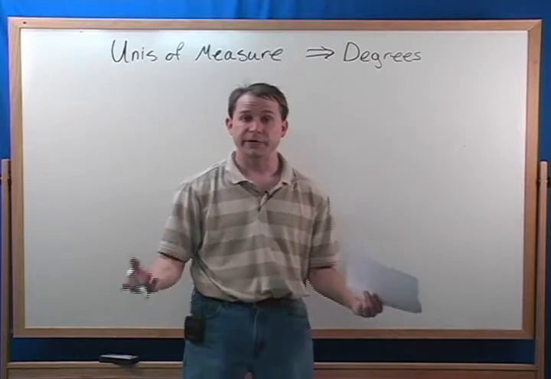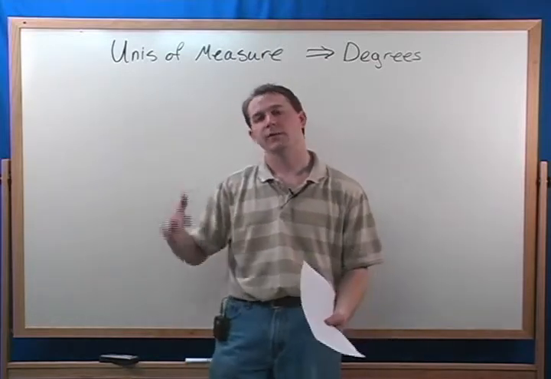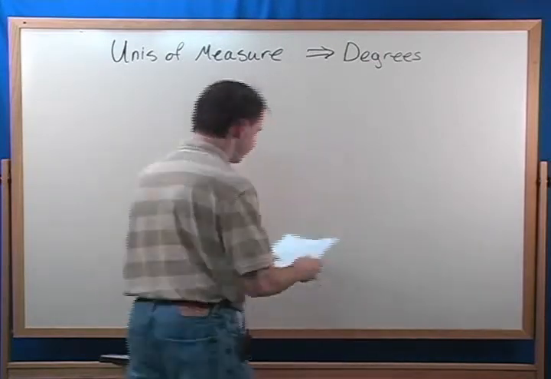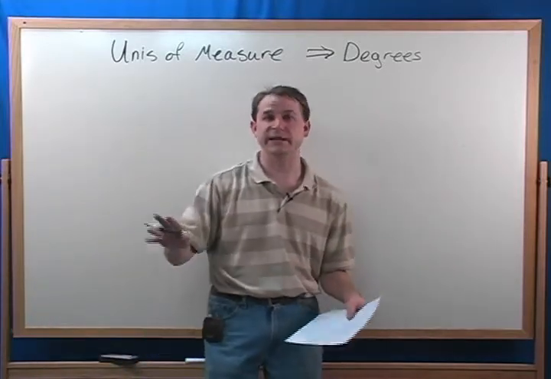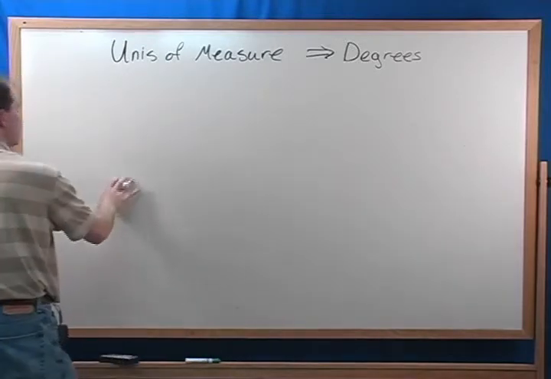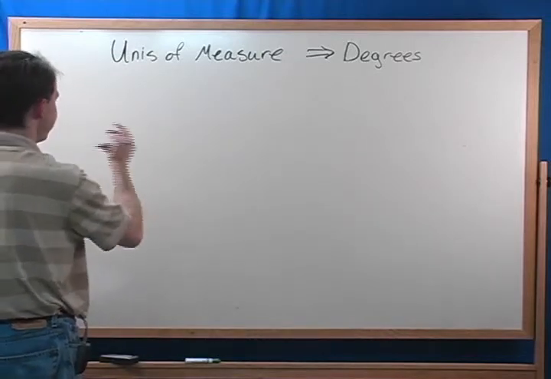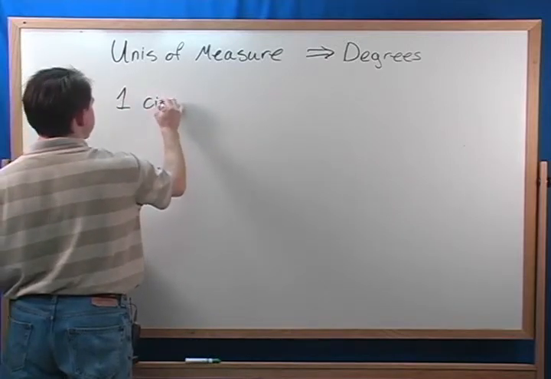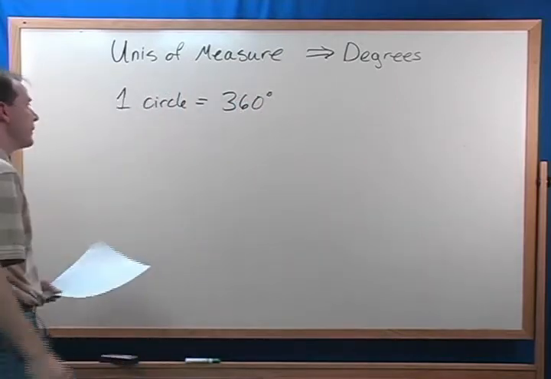So you have to have a unit of measure. For distance it is inches or feet or centimeters or meters. For angles, in a geometry class, you use degrees, okay? This is not degrees Fahrenheit or degrees Celsius. This is a completely different type of degree, okay? So how do you do that? Basically, the ancient mathematicians came up with this, and the best way to explain it is just to tell you that one circle is equal to 360 degrees. That's something you're going to have to remember, okay?